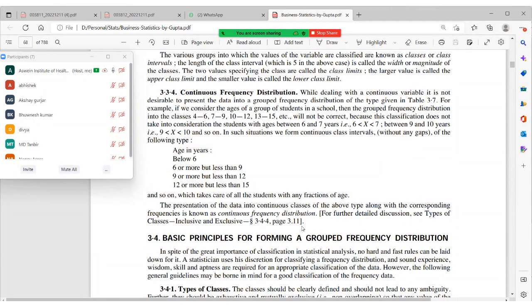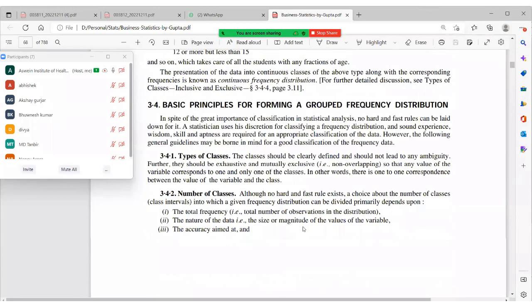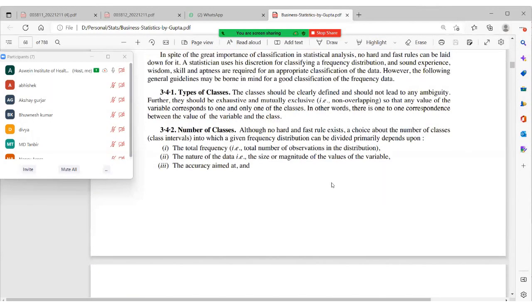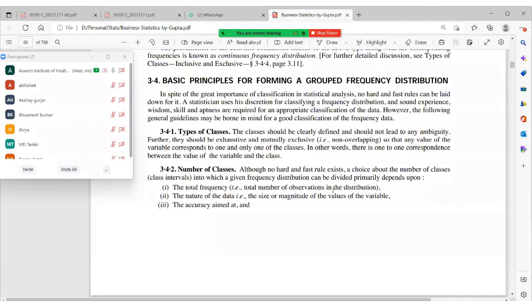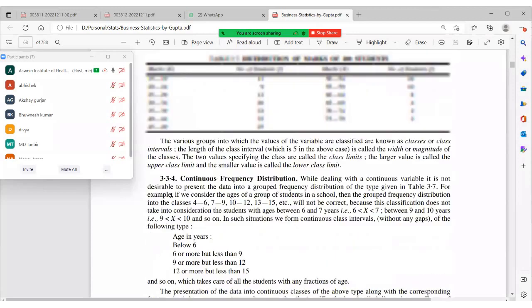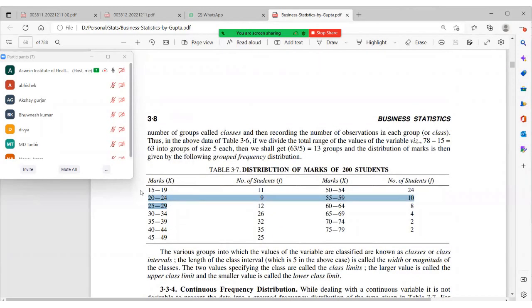Basic principles for forming the group frequency tables. In this, we make the classes, right? Now, these are called classes, 15 to 19, 20 to 24. The 15 to 19 is the first class, 20 to 24 second class, third class, fourth class, and so on, right? What is the first class? 15 to 19.